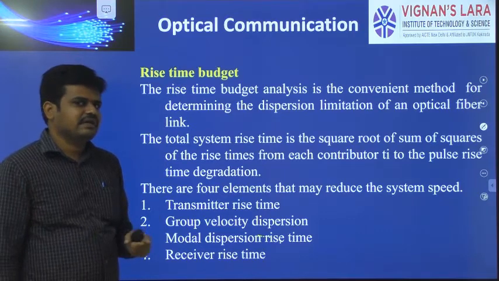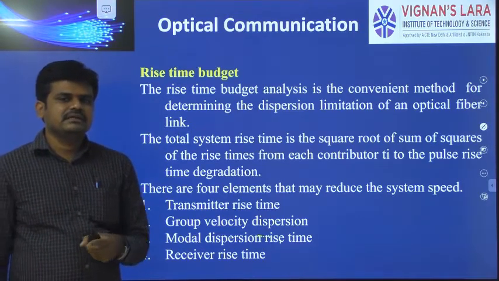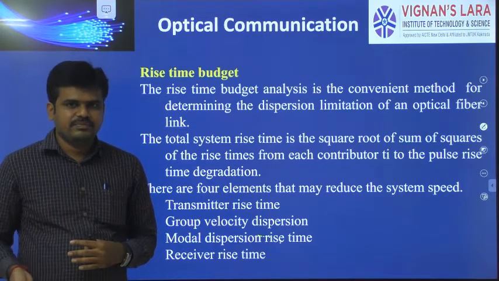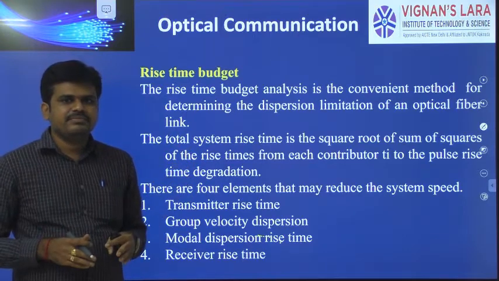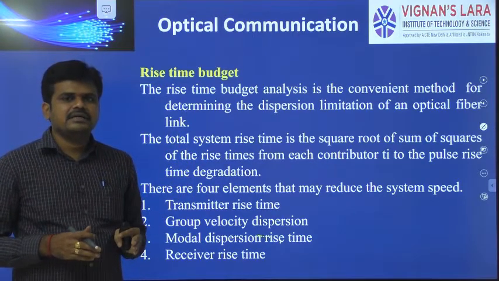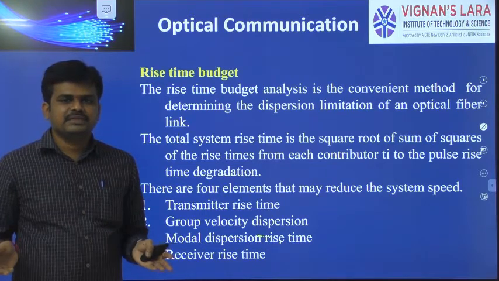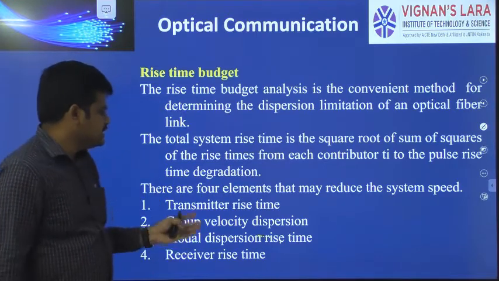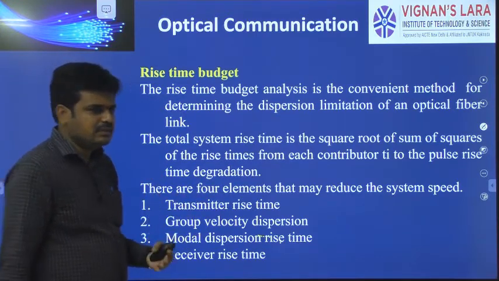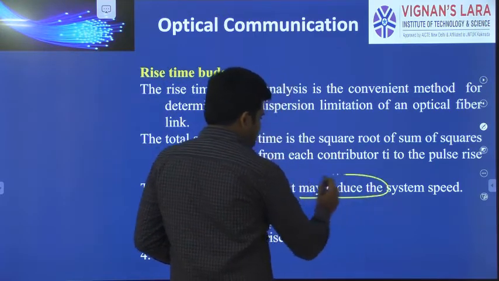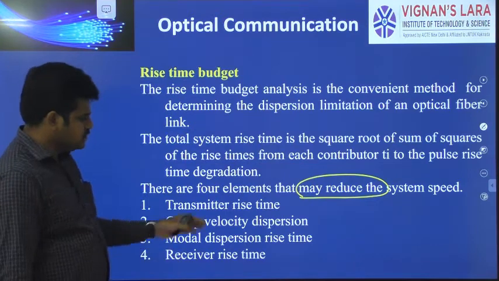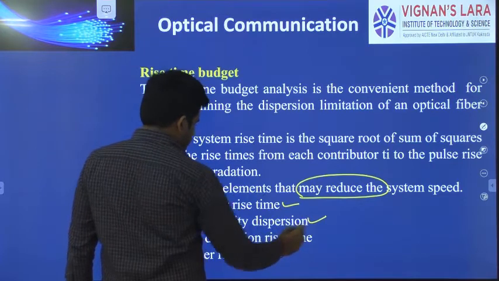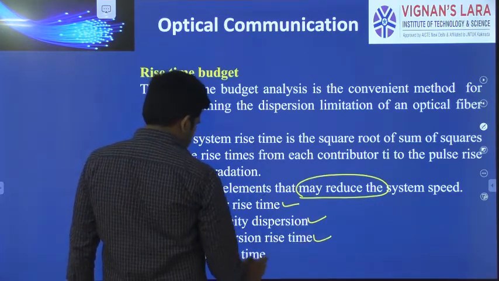For estimating the link power budget, you calculated the power loss at different points. Rise time budget means calculating the delay at different points in the entire optical communication system from source to detector. The system performance or system speed may be reduced due to some factors. What are those? Transmitter rise time, group velocity dispersion, modal dispersion rise time, and receiver rise time.